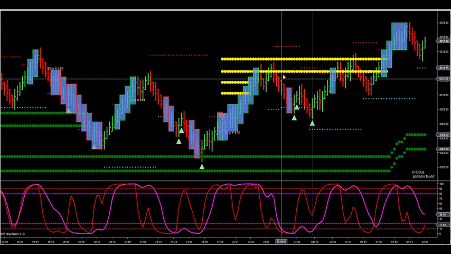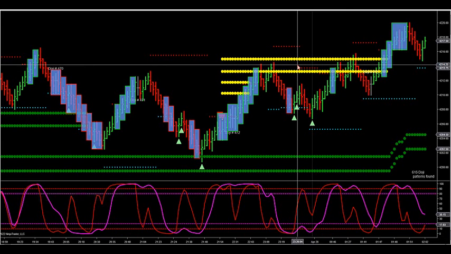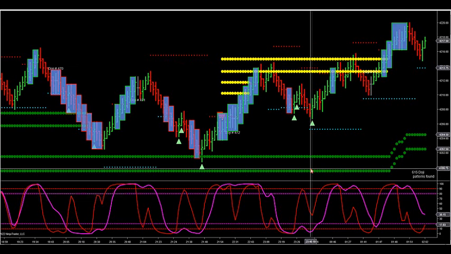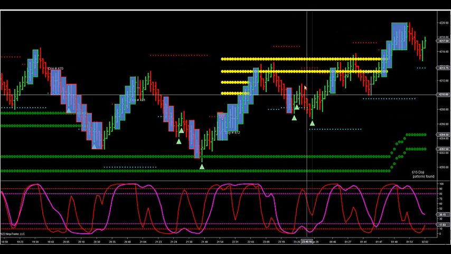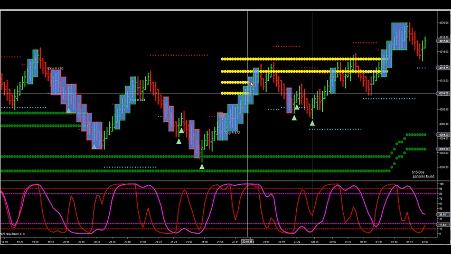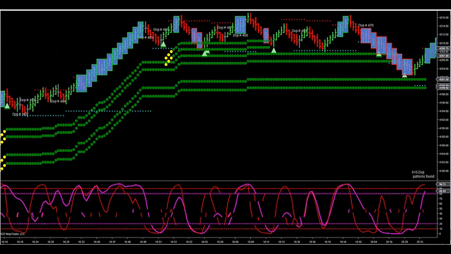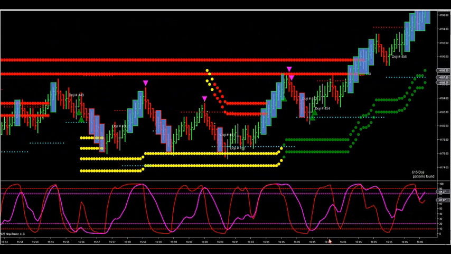Now, you can use this for chop. If I got opposite color yellow and opposite color green or red, opposite up here, they're opposite each other. You're in an oscillating market. That means the market is in chop. You don't want to mess with it or try to buy the low, sell the highs. So you see the consistency of the setup. This is an oscillating market.